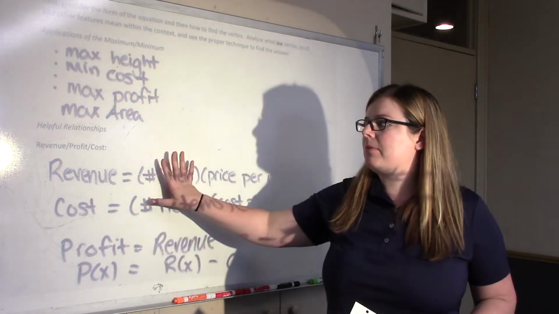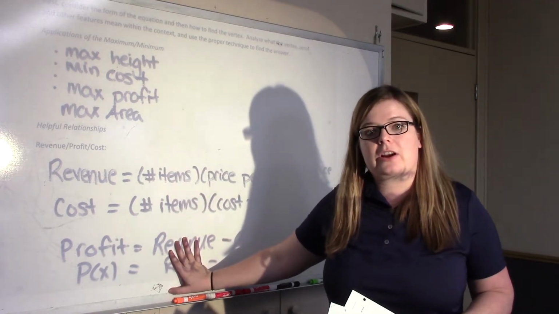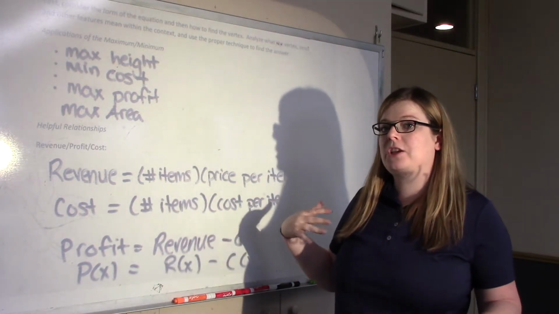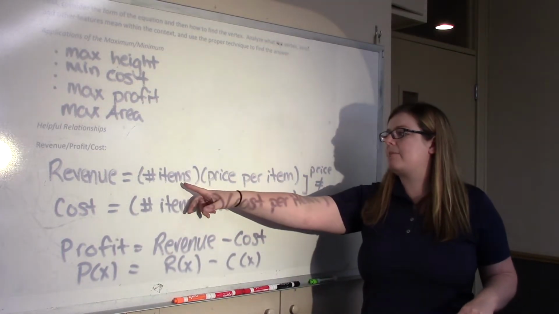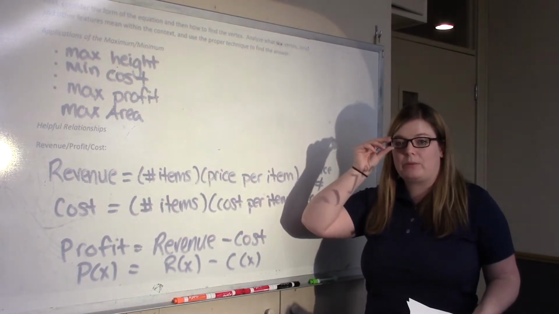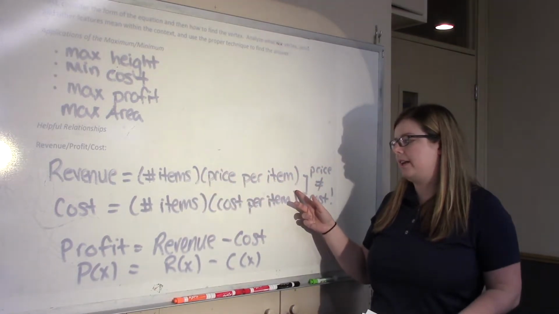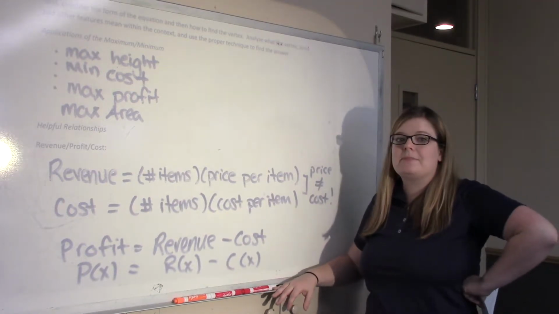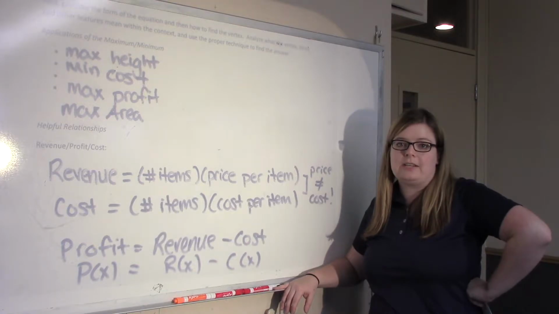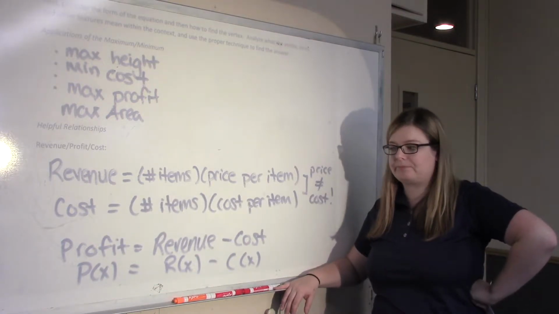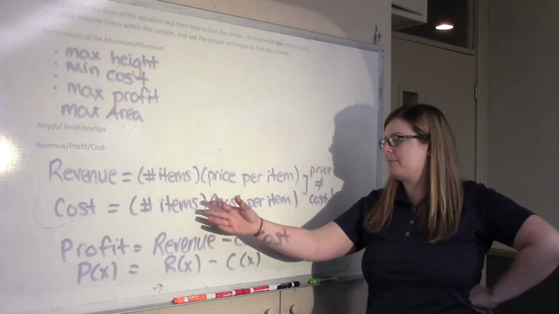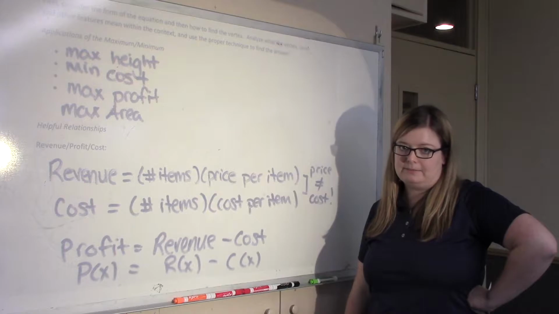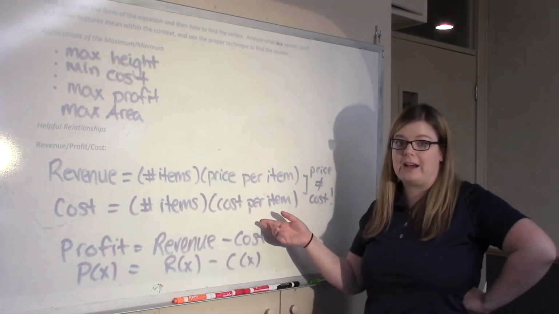All right? Now, remind yourself of the revenue, profit, cost relationship, because a lot of the questions have to do with that. So revenue is how much money you take in. So it's going to be the number of items you sell or pick or whatever times the price per item. Okay, so that's how much you're selling it for. So if I am selling t-shirts, my revenue is I sold 20 t-shirts and I sold them for $10 a piece. Okay, the cost is the number of items times how much it cost you. So I bought those t-shirts for $5 a piece. Okay, so it would be 20 times 5.